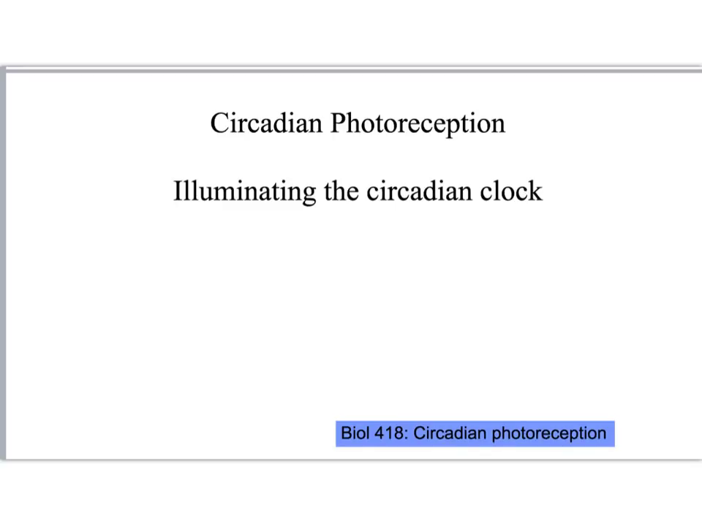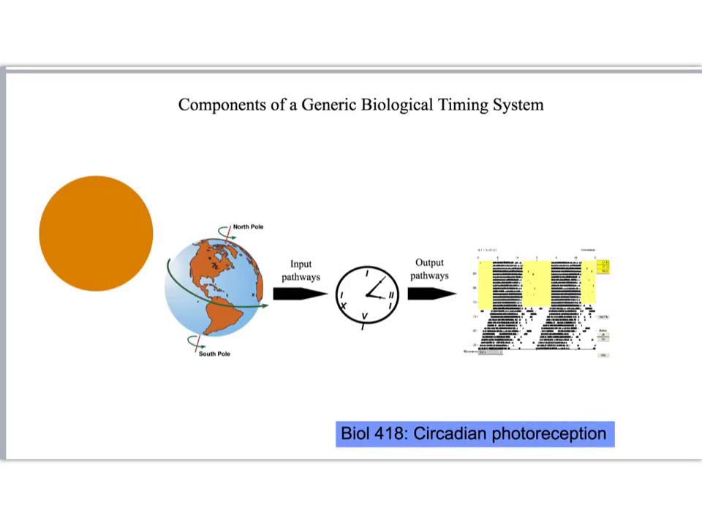So, as I told you, this is the basic schematic that we started the class with, where we know that because of the Earth's rotation, there are input pathways that communicate the information about the LD cycle, the light-dark cycle, to the clock itself. We know the clock in mammals is the SCN, and there are output pathways that produce, for instance, rhythms of sleep or activity that are shown here.